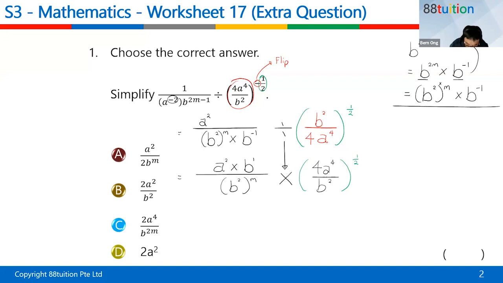Okay, then next we try to simplify a little bit further. We have a squared b. We have this b squared to the power of m. Then down here, what do we have?